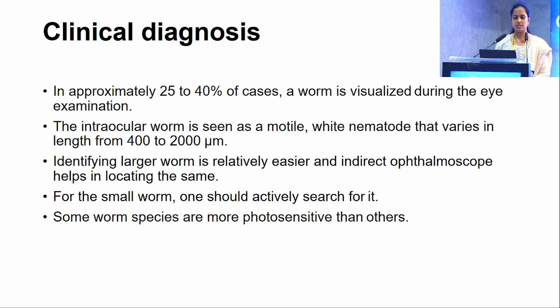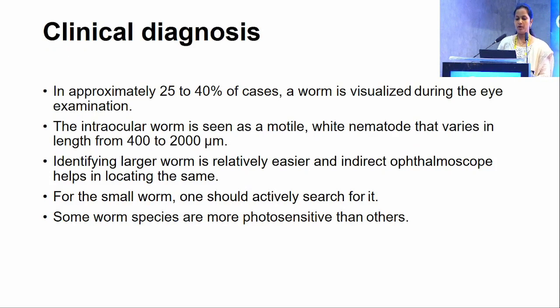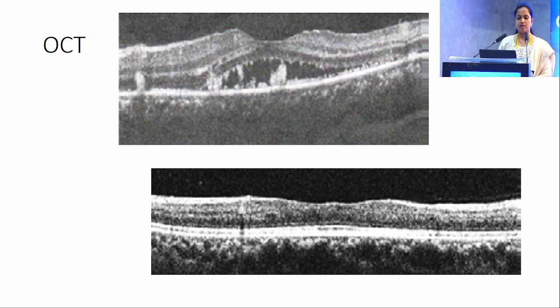Clinical diagnosis of DUSN is very crucial because only in 25 to 40% of cases is the worm visualized during the eye examination, when it appears as a motile worm with coiling and uncoiling features. Identifying the larger worm is relatively easier with an indirect ophthalmoscope, but for the smaller worm we should actively search with a fundus contact lens or fundus photography. Some worm species are more photosensitive than others. This will help in moving the worm from the macula to a safer area where we can do photocoagulation. The clinical diagnosis is the presumed proper diagnosis. Other investigations will act as adjuvants.